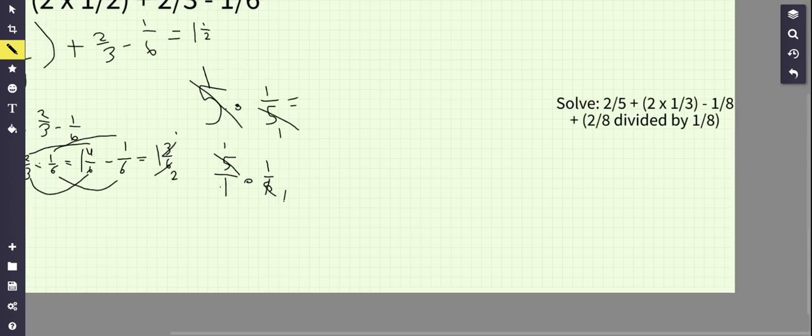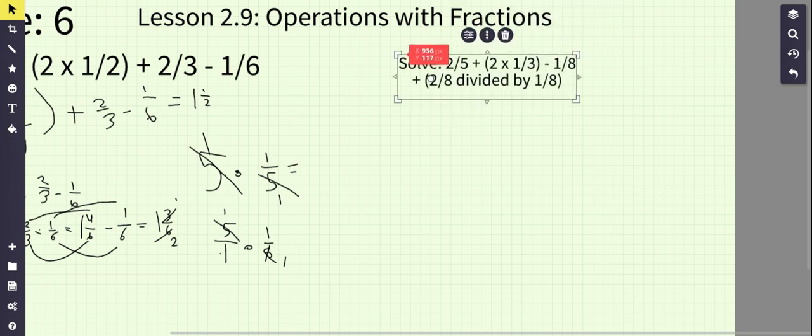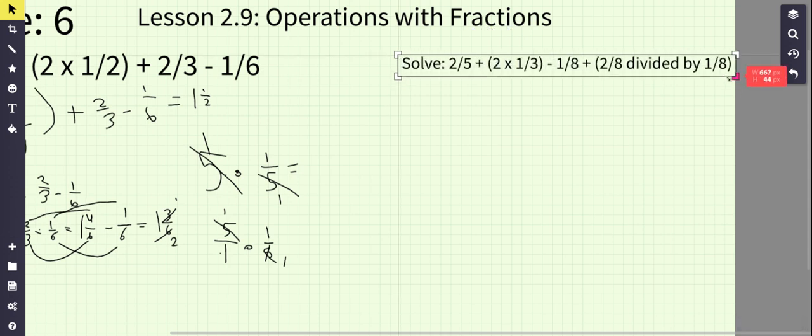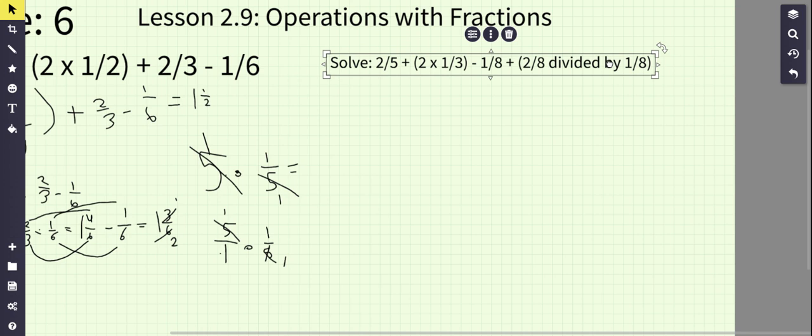Alright, let's see if you can solve this problem here: 2/5 plus 2 times 1/3 minus 1/8 plus 2/8 divided by 1/8. It's a little harder. Now, to divide a fraction, multiply it by its flipped version, or its reciprocal. That's what we have to do.